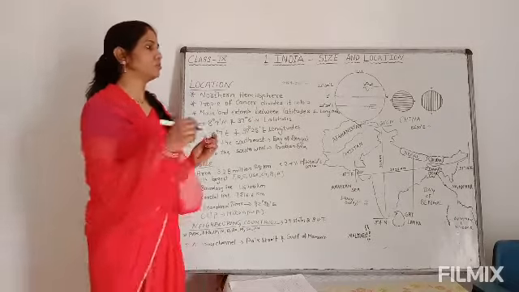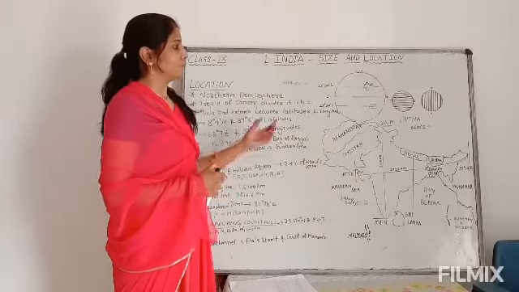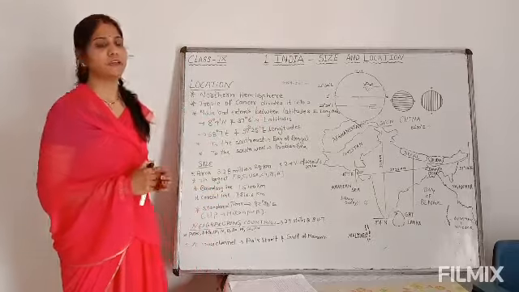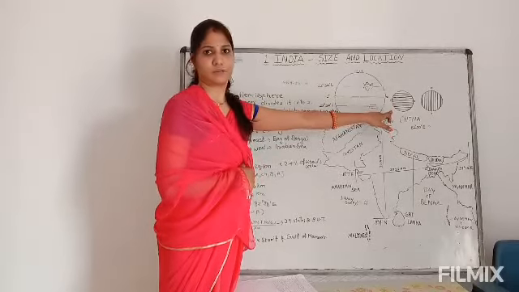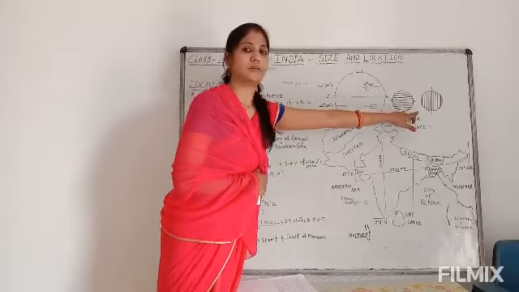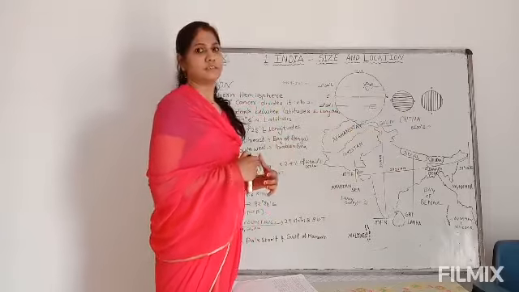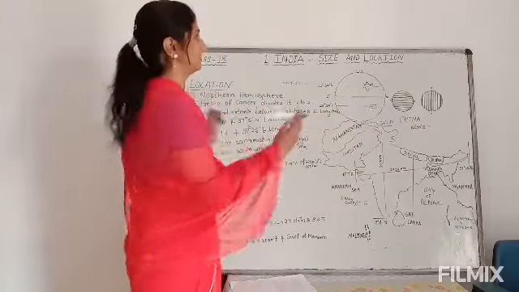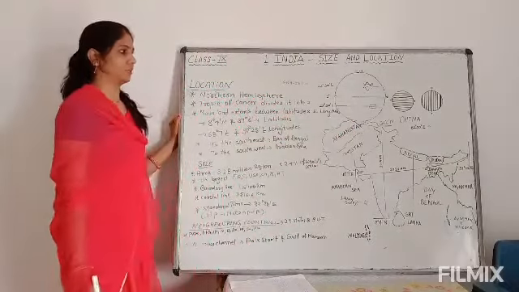Latitudes and longitudes are the imaginary lines which are drawn on the globe for the convenience of studying the location of any place. The slanting, that is the horizontal lines, are called latitudes and the vertical lines are called longitudes. There are 180 latitudes and 360 longitudes. These lines are the imaginary lines drawn to study the location.